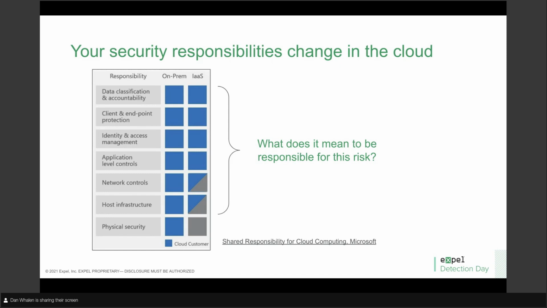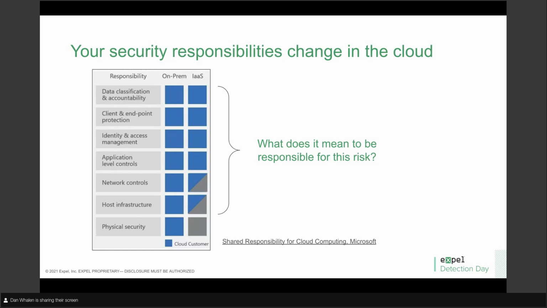So if you look at the bottom of this chart on the right, that gray area, what this is saying is, as a customer of cloud infrastructure, you're not responsible, for example, for physical security of Azure data centers. You're not responsible for network switches or swapping hard drives or anything like that.